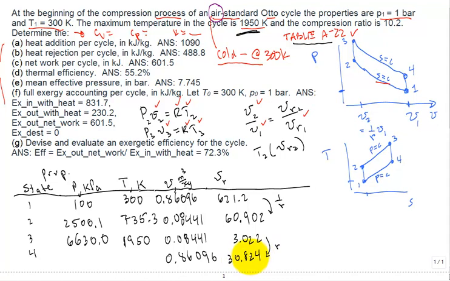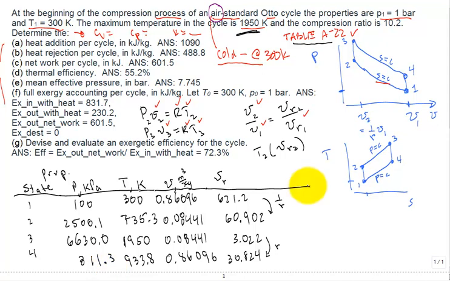30.824. Do the same thing, interpolate to get the temperature, knowing V sub R in the table. That temperature comes in at 933.8. And then go ahead and get the pressure. Very similar. P4 V4 is equal to R T4, so you can calculate 311.3 kilopascal. That's a lot of work.